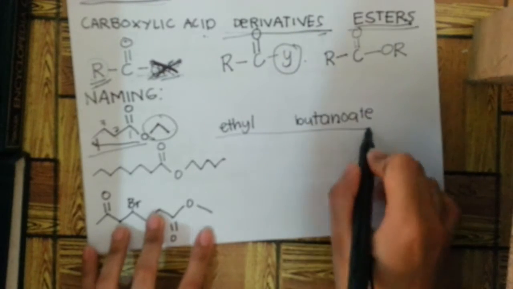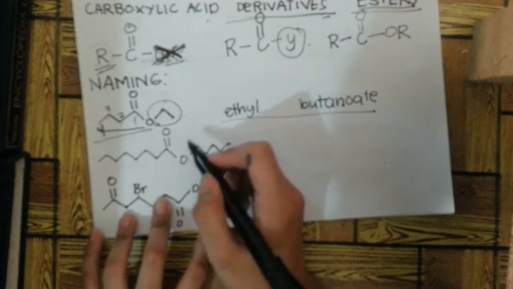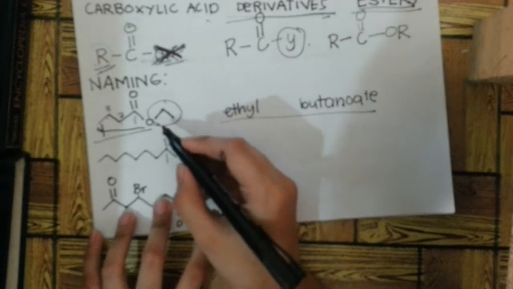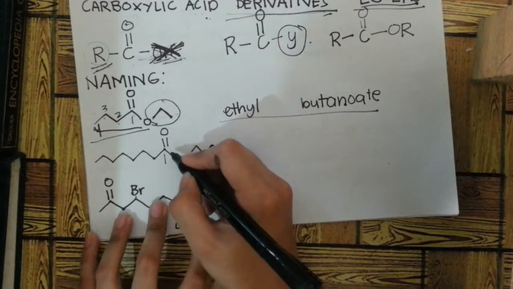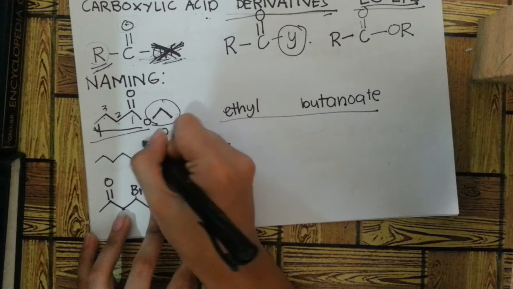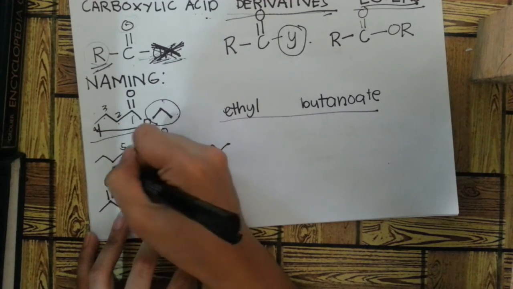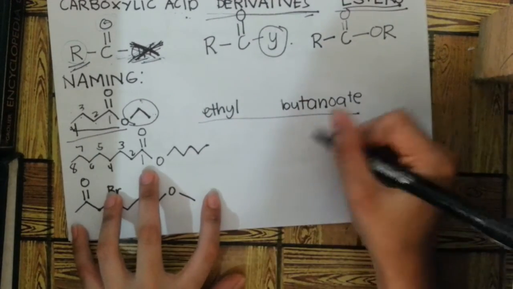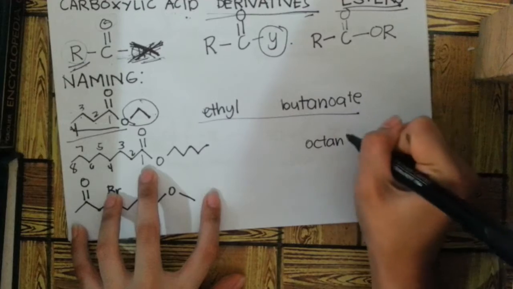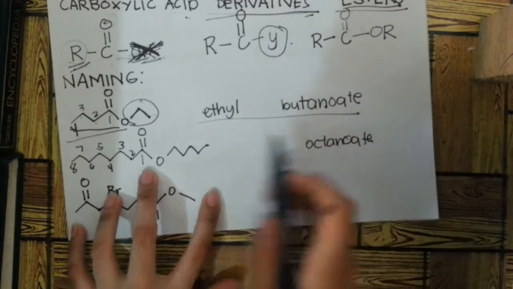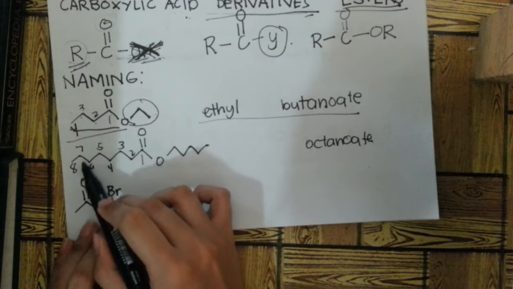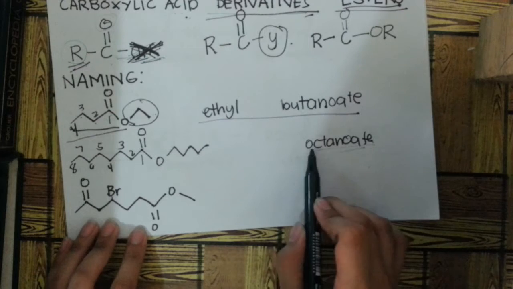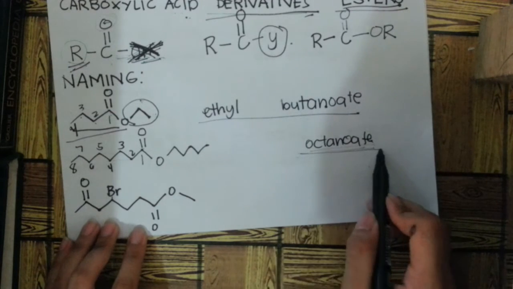Now let's move on to the second example. Let's do the same procedure. Put number 1 on the carbon on which the oxygen is double bondedly attached. So that would be 1, 2, 3, 4, 5, 6, 7, 8. So we have octanoate. This is also because there is no presence of double bonds in the parent chain. So we name that as octanoate, which pertains to having 8 carbon atoms and the presence of single bonds.